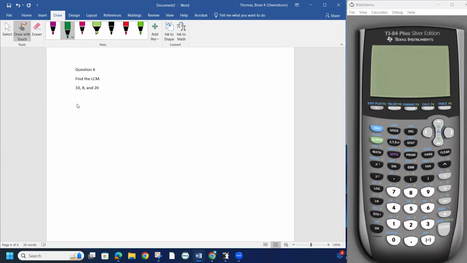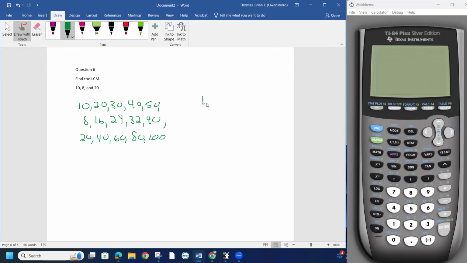The multiples of 10 would be: 10 times 1 is 10, 10 times 2 is 20, 10 times 3 is 30, 40, 50, and they would keep on going. Multiples of 8 would be 8 times 1 is 8, 16, 24, 32, 40, and they would keep on going. The multiples of 20 would be 20, 40, 60, 80, 100.